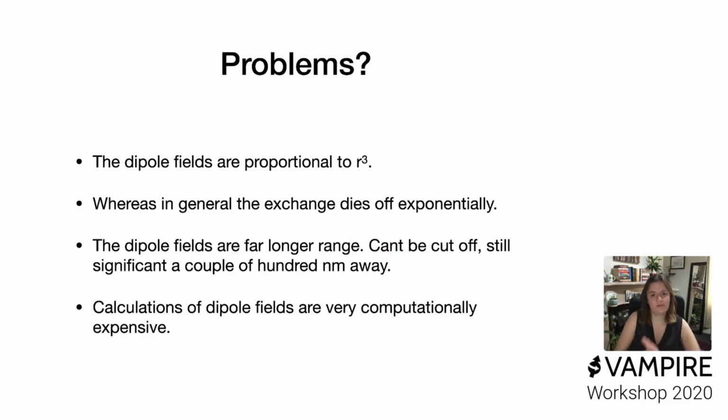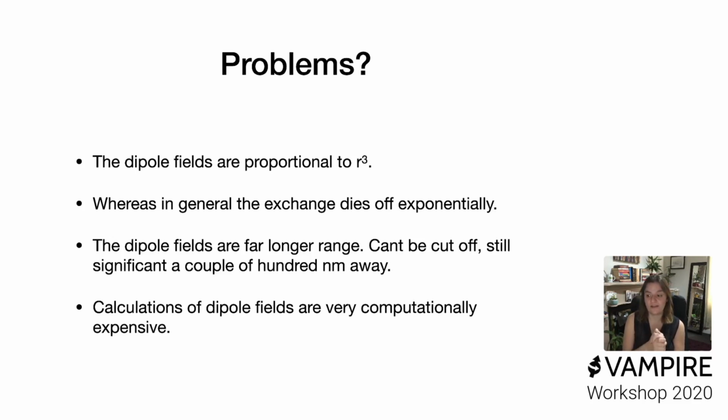This is the demagnetizing field that one atom feels due to its own magnetic field. So what are the problems with this? The main problem is that the dipole fields die off proportional to 1 over r cubed. Now, if you think of, say, the exchange fields, they are also the interaction of every atom with every other atom in the system. However, they die off exponentially. So this means that once you get to a couple of nanometers away from the atom, you can basically just cut it off.